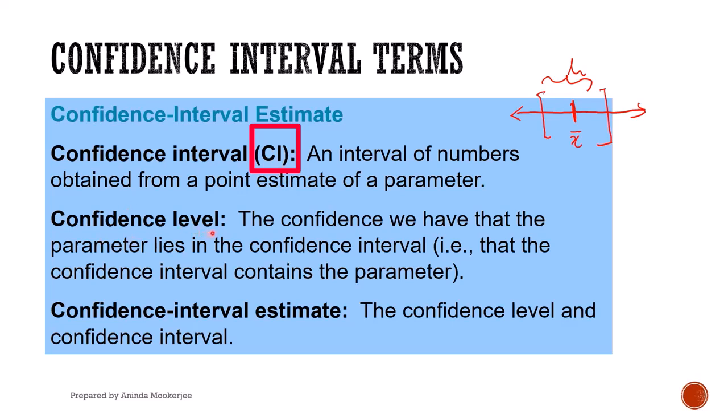The confidence level is the confidence we have that the parameter lies in the confidence interval, that is, that the confidence interval contains the parameter. So when we talk about the confidence level, we imply how much confidence we have that the population mean, our estimate, will fall within the interval that we have created and not outside that interval. And the confidence interval estimate is the confidence interval and the confidence level and the estimate we come up with together.